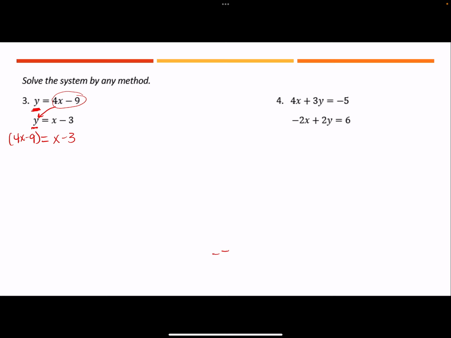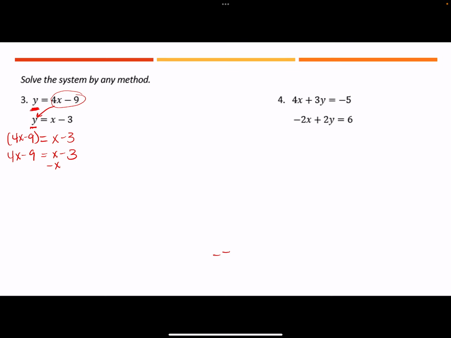Remember substitution? And now here's the thing. That parentheses over on the left-hand side, I don't have anything to distribute, so I can just drop it. So 4x minus 9 equals x minus 3. I'm just recopying basically the same problem without the parentheses. And now I'm going to solve. I want to get x by itself. I need to get the x's together on one side of the equation. To do that, I'm going to subtract x. I have 3x minus 9 equals negative 3.